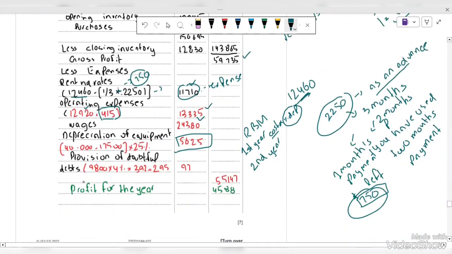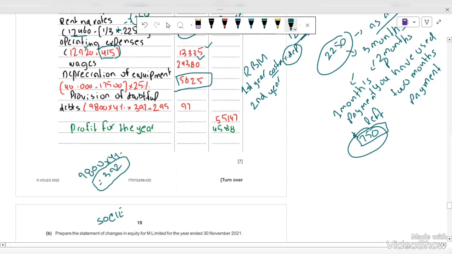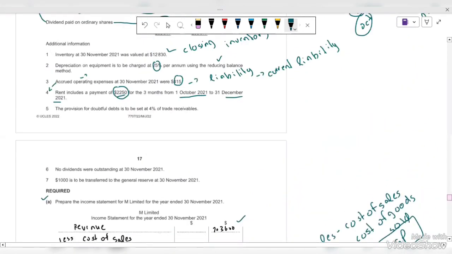Okay. So after that, you have provision for doubtful debts. You know that your trade receivable was 9,800, and this company charged 4% as provision for doubtful debts. So you have 392. This is your provision for this year, 392. But in the previous year, what was your provision?